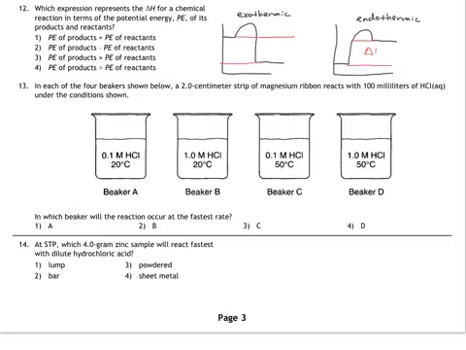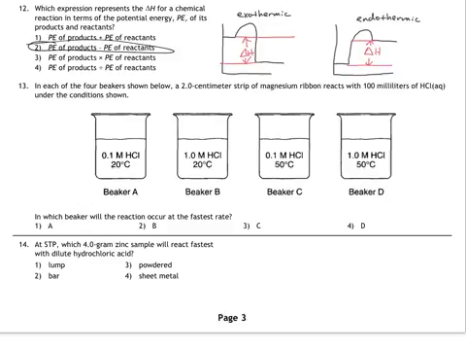So the delta H is just the difference between the product's energy and the reactant's energy, or as labeled here. So delta H in both cases is the potential energy of the products minus the potential energy of the reactants. Choice 2. All right, at number 13, we want to know which beaker would have the fastest reaction rate.